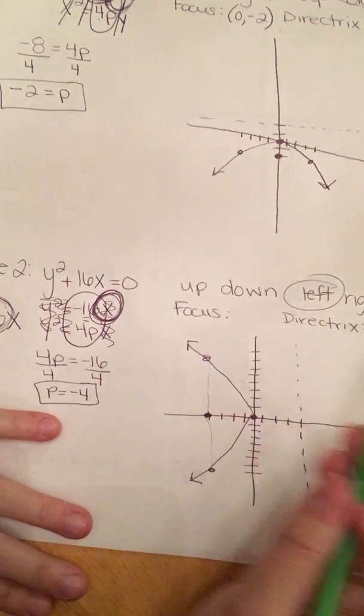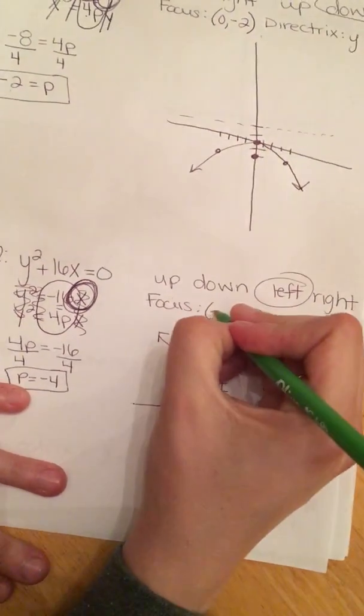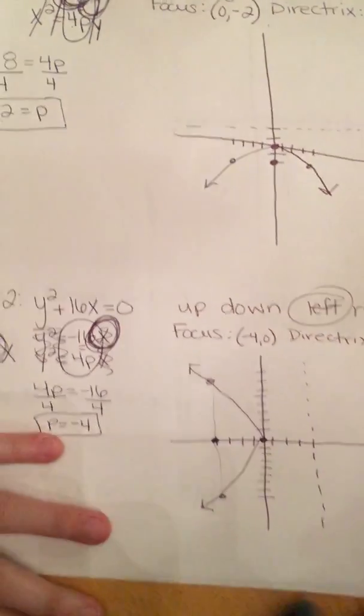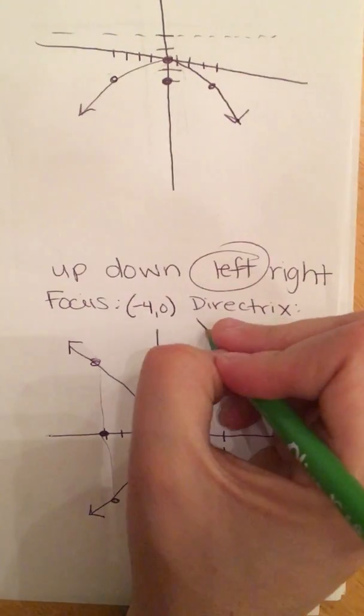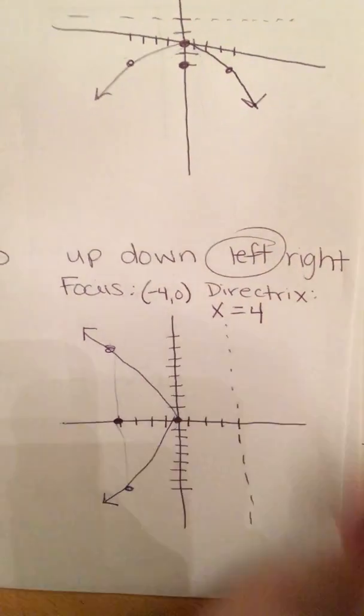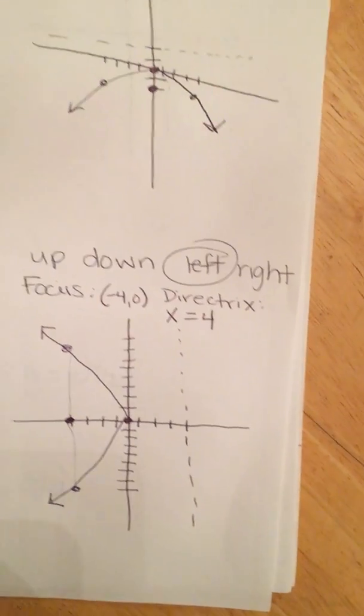Okay, so again, let's get our information going. So the focus is that fixed point. That fixed point is located at negative 4, 0. And the directrix is located on the x-axis at positive 4, right? Okay, so again, we are done.